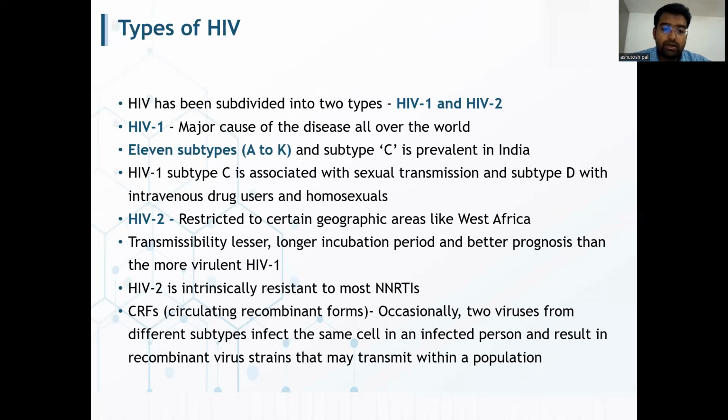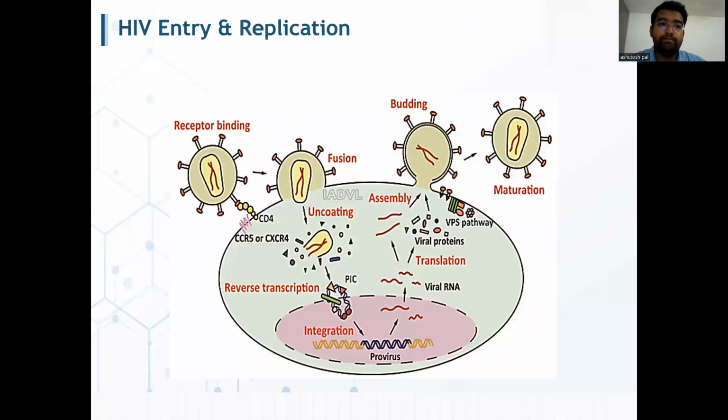Now, circulating recombinant forms. Occasionally, two virus subtypes can infect the same person, and a recombination process can take place, which may be transmitted into the population. Now, the entry and replication.